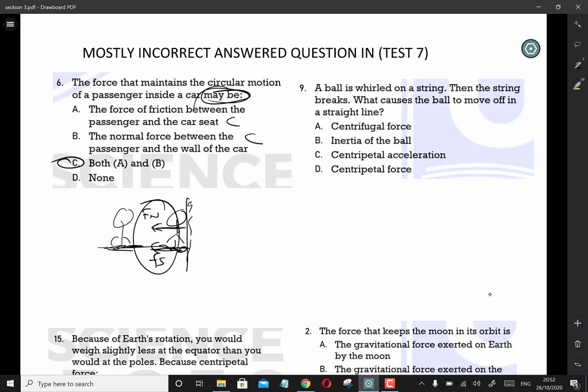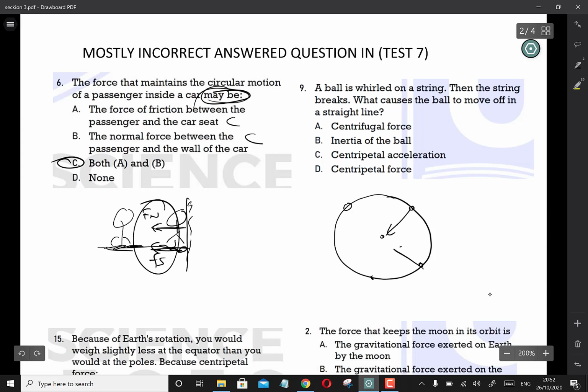Question number 9. A ball is whirled on a string. Then the string breaks. What causes the ball to move off in a straight line? Normally when you whirl a ball attached to a string, the ball follows a circular path. Why? Because there's a centripetal force, and this centripetal force always changes the direction of the ball.